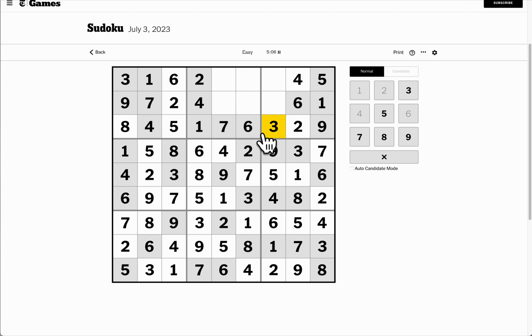Box 3, I need 7 and 8. There's 8, there's 7. Okay, I'm down to one box left. Here I need 5 and 9. And here, based on what's left in the box, I need 3 and 8.